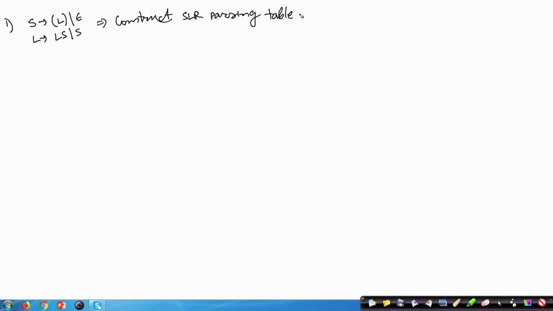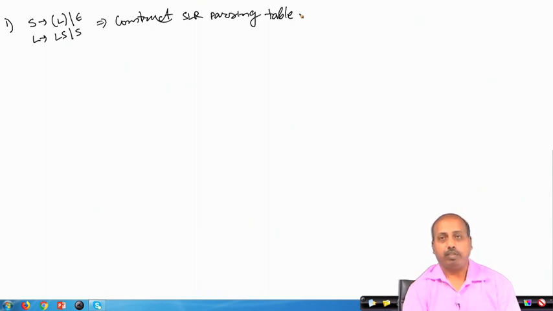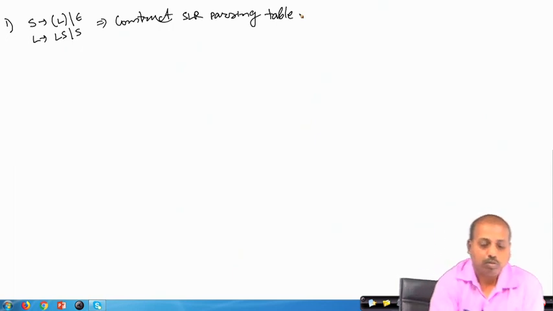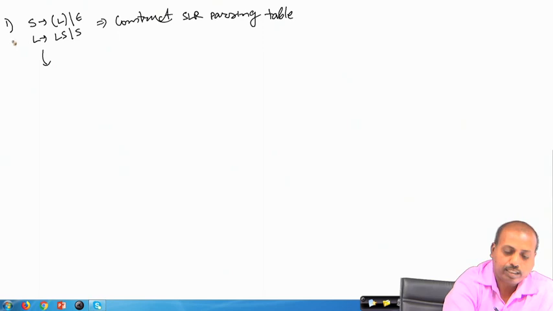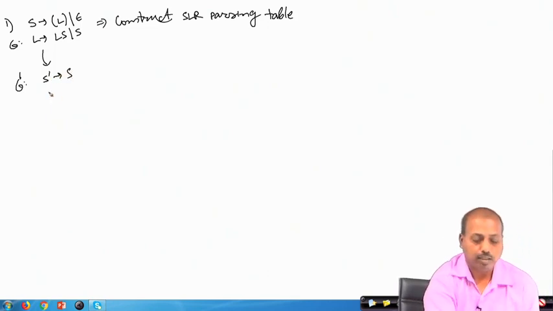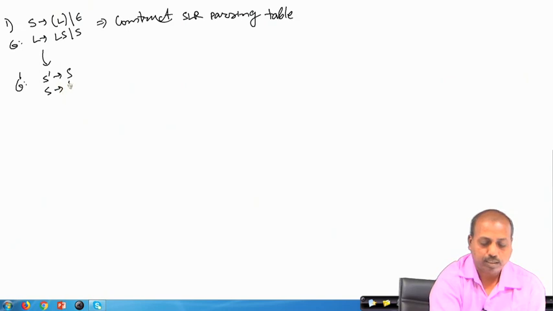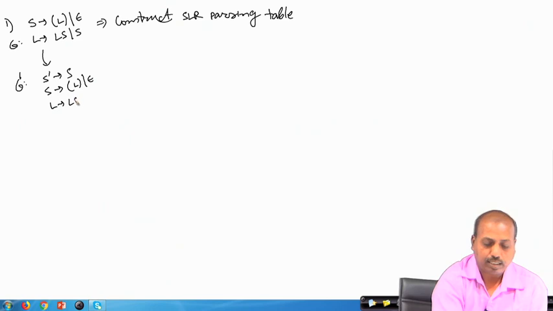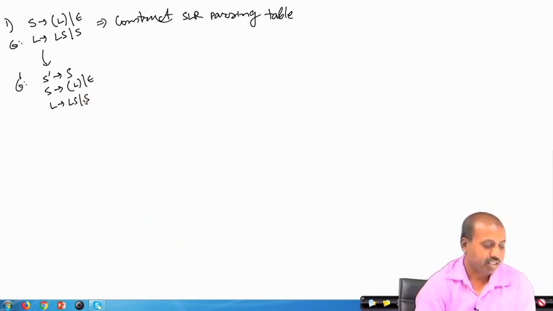Question is to construct the SLR parsing table. Now, this is the grammar G. The first step of this construction, you know that we have to augment the grammar by introducing one more start symbol. So, by augmentation, this is the grammar G given to us, we get the grammar G dash, which has an additional symbol S dash producing S, and then the rest of the rules are there: S producing within bracket L or epsilon, and L producing Ls or S.